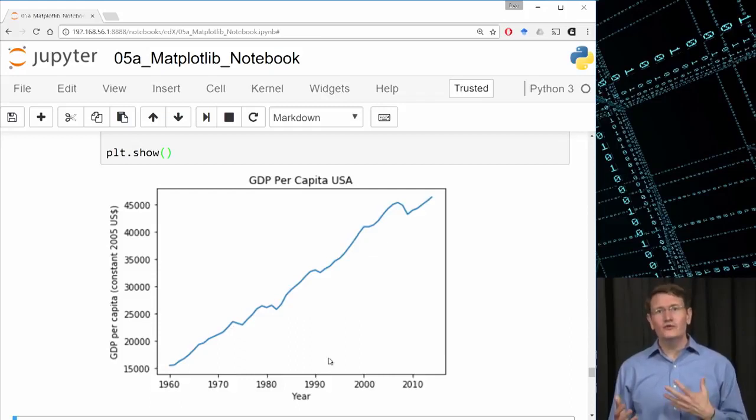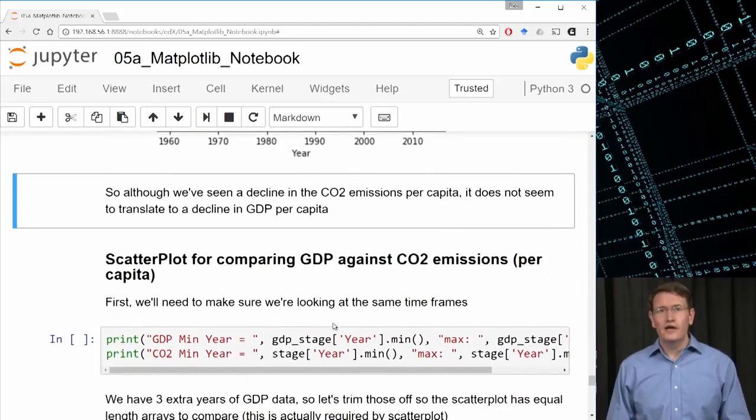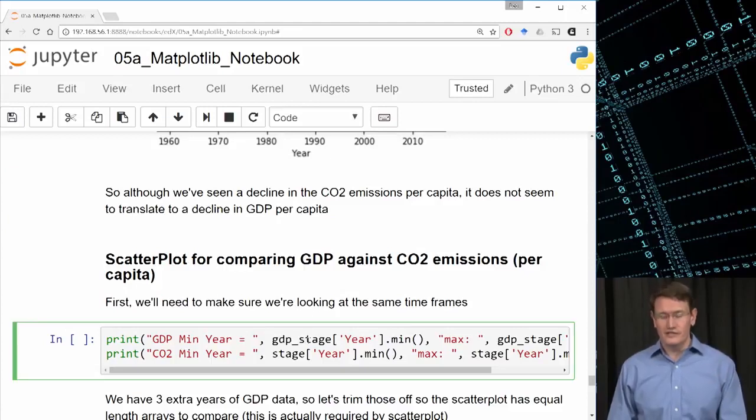So knowing that CO2 emissions over that same time period didn't behave the same way leads me to think that they aren't closely related. But let's look at a scatter plot to see. First, I'm going to need to make sure the time frames are the same by calling min and max on these columns. The reason I want to make sure that these are the same is that scatter plots require the same number of years in the data set.